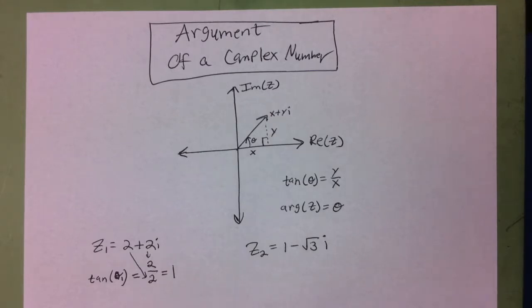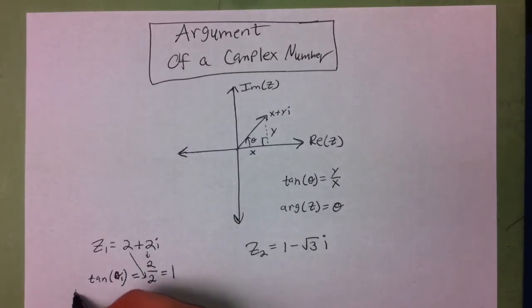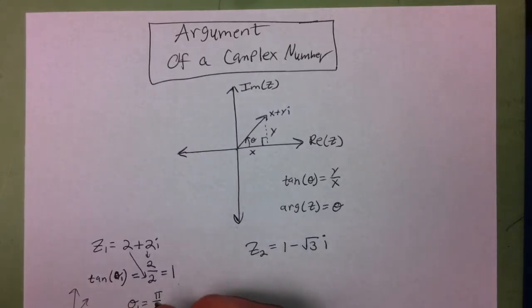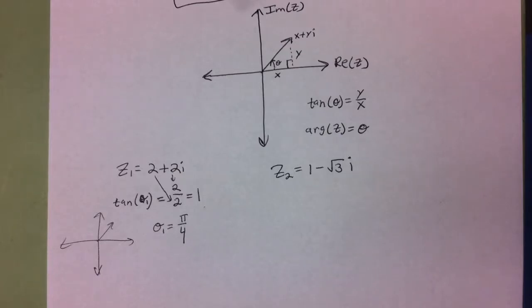And there's two things you have to consider. First of all, the tangent of theta equals 1. You also need to consider what quadrant the complex number is in. I'm going to just draw a rough diagram here. X is positive, y is positive, so z sub 1 is in the first quadrant. That means that if tangent of theta equals 1, theta sub 1 equals pi fourth. Since x is positive and y is positive, the complex number is in the first quadrant, and theta sub 1 is equal to pi fourth.